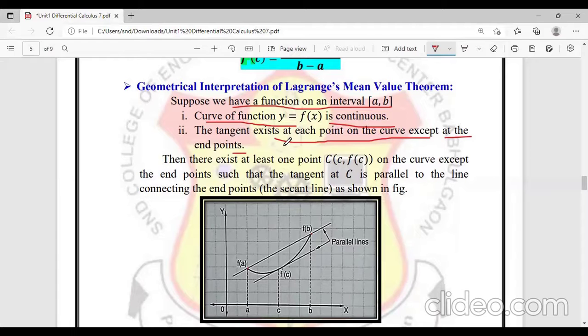So if the graph satisfies these two conditions, then according to the theorem there exists at least one point C on the curve, except the endpoints, such that the tangent at C is parallel to the line connecting the endpoints, and such a particular line is known as a secant line. The graph of the function is as shown in the figure.